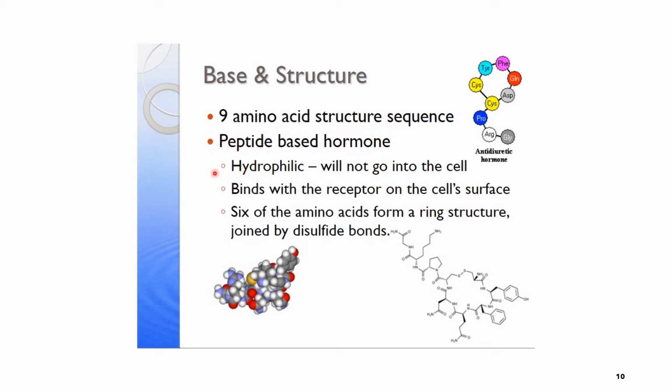It is considered to be hydrophilic, meaning it is water-loving or fat-fearing. It is not lipid-soluble, so it will not go into the cell readily. It binds with the receptor on the cell surface. Six of the amino acids form a ring structure as seen in this figure. We have here 1, 2, 3, 4, 5, 6. So there are 6 amino acids forming a ring structure, and this is joined by disulfide bonds.